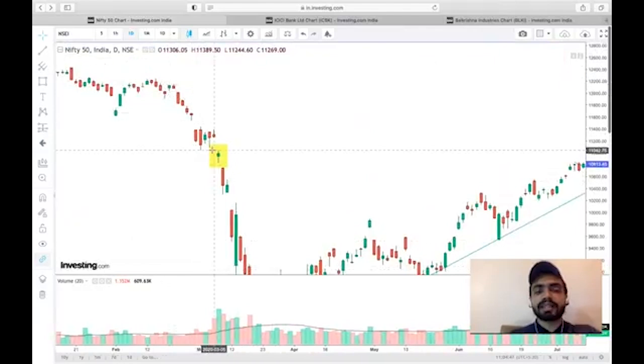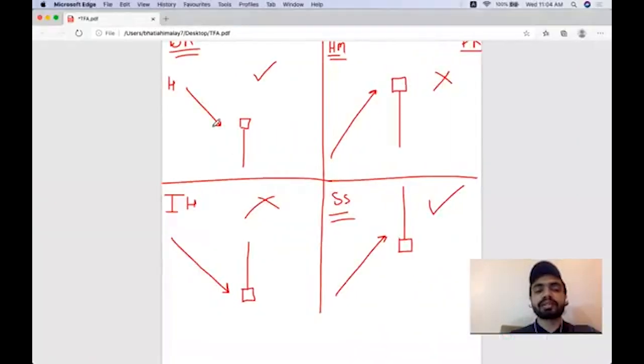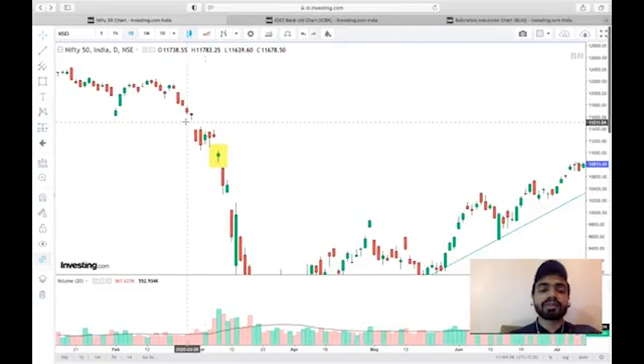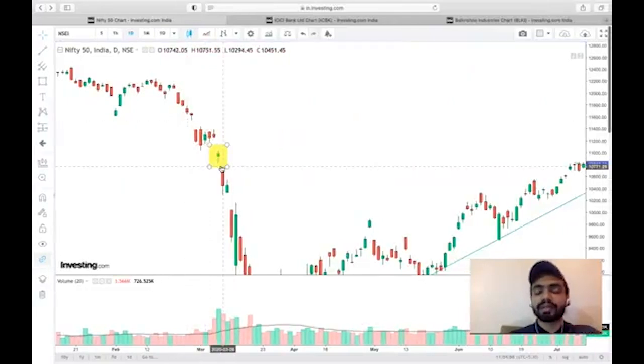So there's an existing downtrend. This resembles a hammer pattern. In a downtrend, it is known as a hammer. In an uptrend, it is known as a hanging man. So in this case also, this is my hammer pattern.